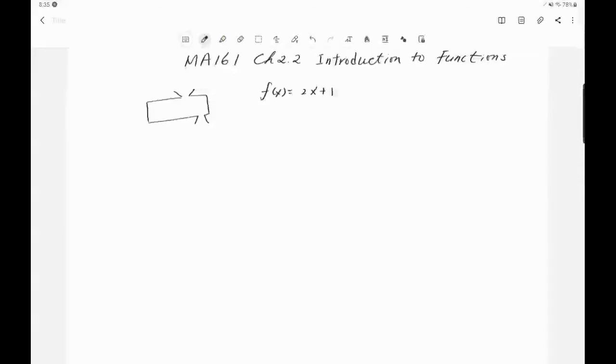This means x is the input. So whenever we give a value of x, then we evaluate the right side of the equation, right? Evaluate it, then assign it to this guy. So this is the output.